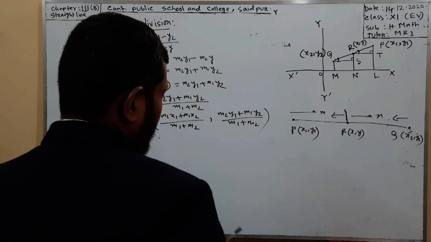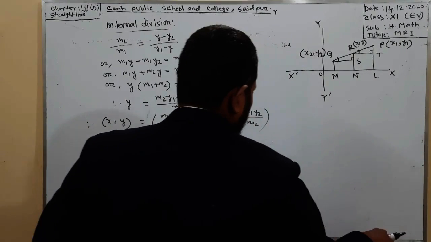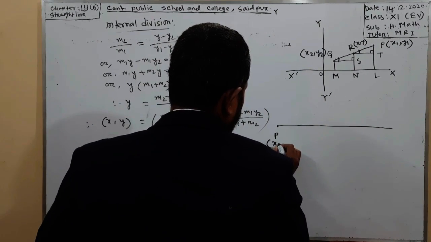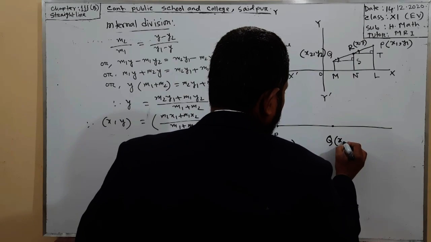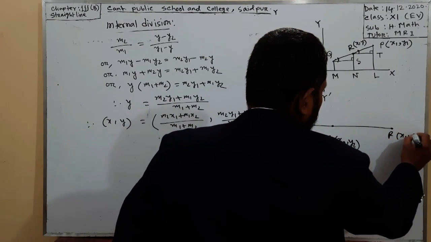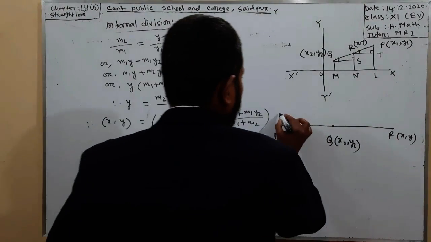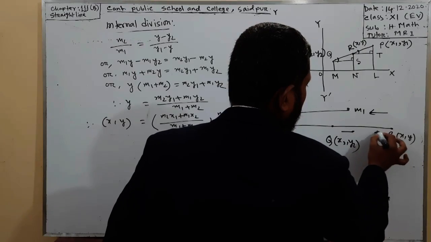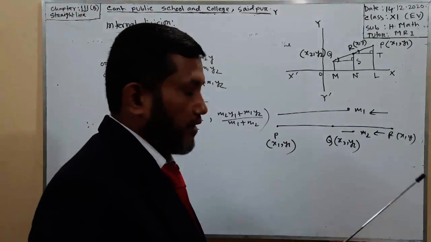So what will be for external division? The external division: suppose P is a point with coordinates (x1, y1) and Q is another point with coordinates (x2, y2), and R divides PQ in the ratio PR, here suppose m1, and QR, this is m2, externally.